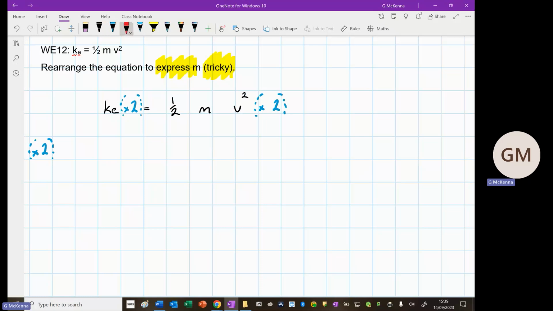Now the reason for doing that is that a half multiplied by 2 cancels out to give us 1, and then 1 times m is just m, and then m times v squared is just mv squared. So I might just take this 2 in front of the KE here, we've got 2 times kinetic energy is equal to mv squared.